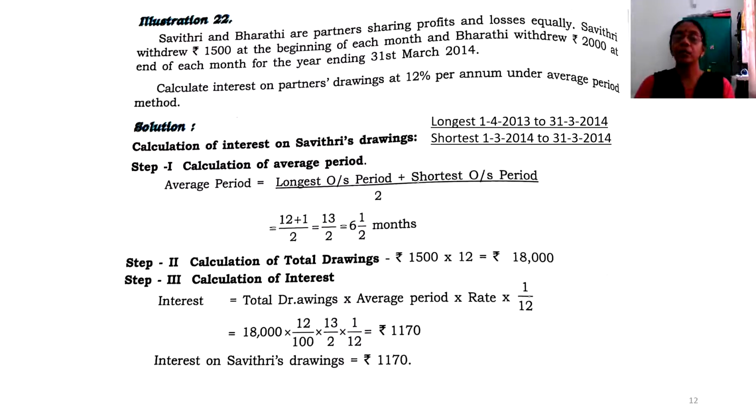Just to show you a comparison when the withdrawal happens at the beginning, when the withdrawal happens at the end. Calculate interest on partners' drawings at 12% per annum under average period method. Steps are similar. The amount varies. Savitri is withdrawing only 1500 whereas Bharati is withdrawing 2000. What is another change we need to adopt? Savitri is withdrawing at the beginning of every month. Bharati is going to withdraw at the end of every month. And you are going to take the period as per annum. Students, last problem I have taken half a year ending till 30th September. Again I have come back to the yearly basis. It is going to be a period of 1 year as per this question.